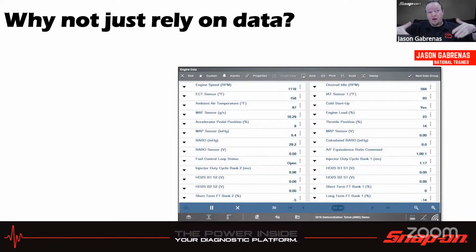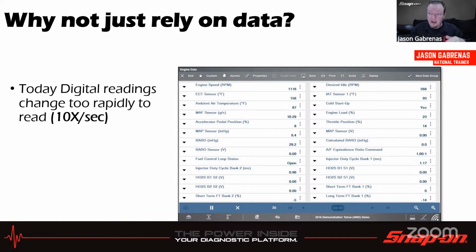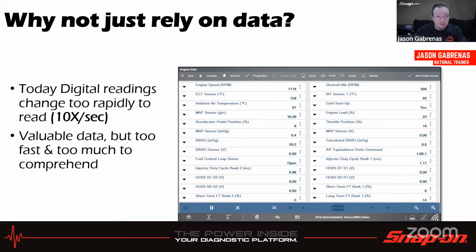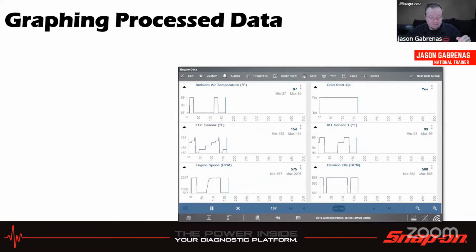Nowadays, though, you can have hundreds and hundreds of PIDs you need to go through, and these digital data readings can change 10 times a second or faster. And I don't know about you, but I have trouble reading things when it's changing 10 times a second. It's good data, it's useful, good for pointing me in the right direction, that compass we talked about, but it's too fast and often too much to comprehend. Now, of course, we have ways of thinning out the PIDs as well, but it's a lot.